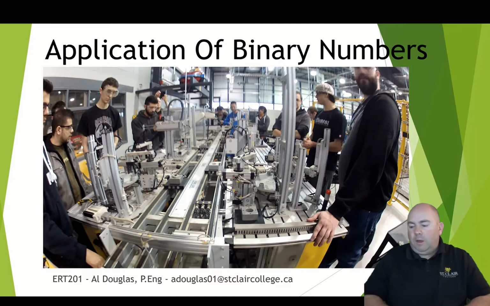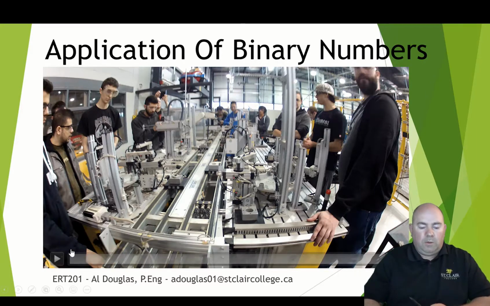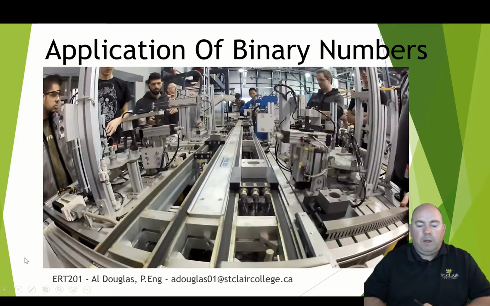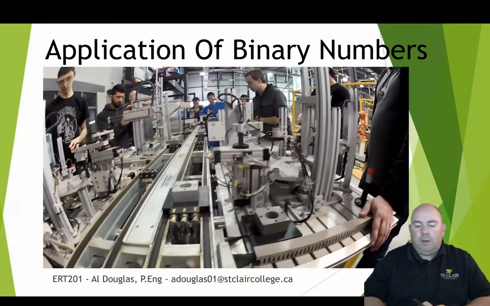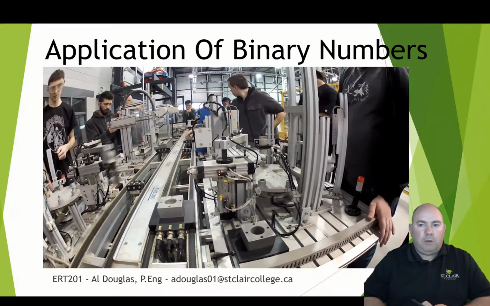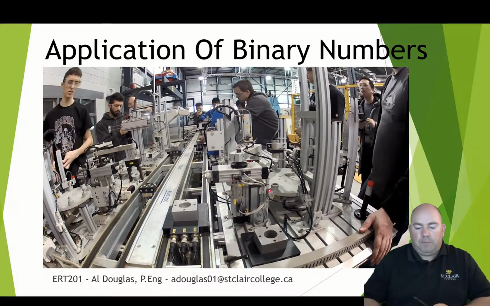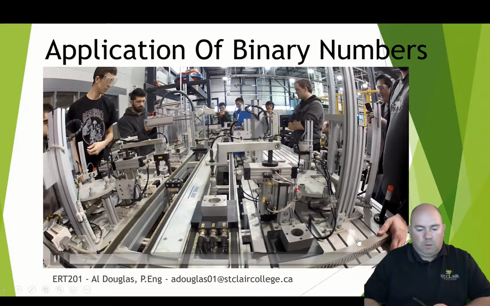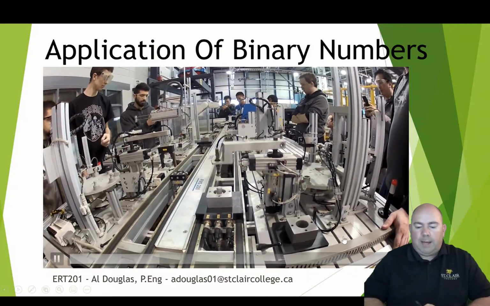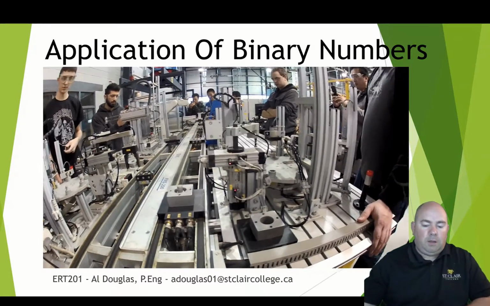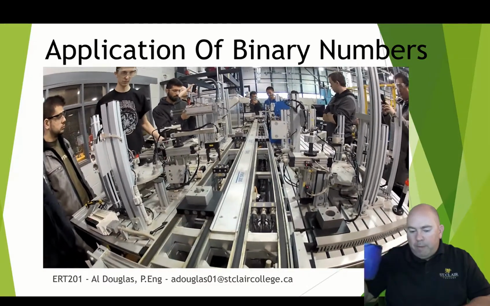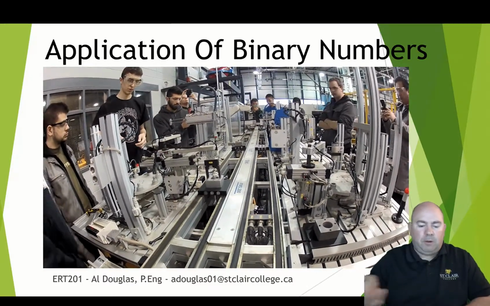First of all, let's look at a practical application of binary numbers. So this is our lab. This is our PLC, a piece of automation we have in our PLC lab. This is a lab that you'll do in PLC Part 2. This is from a couple years ago. But you'll see these little pallets going around on this assembly line. This is the PLC Part 2 course.